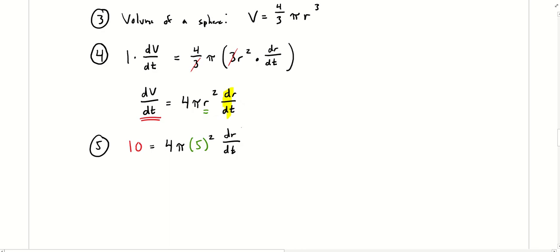So now I just have to solve this thing for the unknown. I just need to solve it for dr dt. So I want dr dt equals something. So let's see, I've got 10 equals, 5 squared is 25, 4 times 5 squared is 100. So I've got 10 equals 100 pi times dr dt. And if I divide both sides by 100 pi to isolate that dr dt, I get dr dt equals 10 over 100 pi, which is 1 over 10 pi.